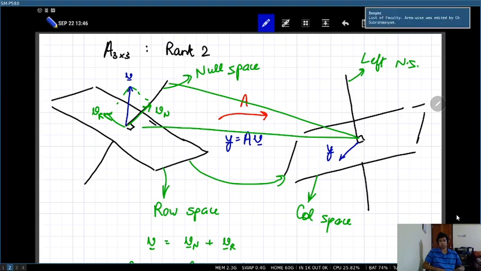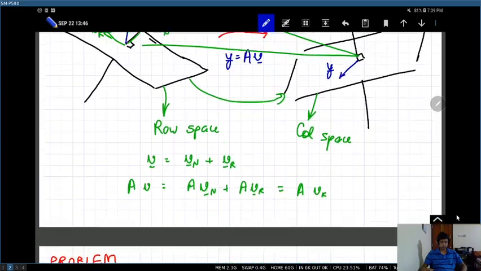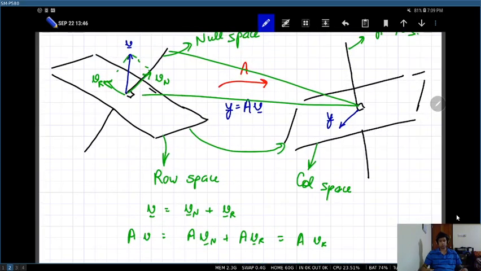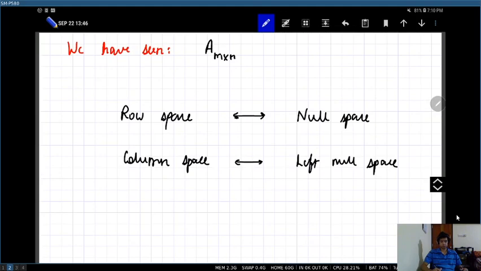All right, so this was a nice pictorial representation of what happens when you multiply a vector by a matrix, and this essentially sums up the subspace interpretation of a linear transformation. So this picture gives you all there is to know about the 4 fundamental subspaces and how they play a role in any linear transformation. Okay, so this was about the 4 fundamental subspaces, and we've seen that the row space is orthogonal to the null space and the column space is orthogonal to the left null space.